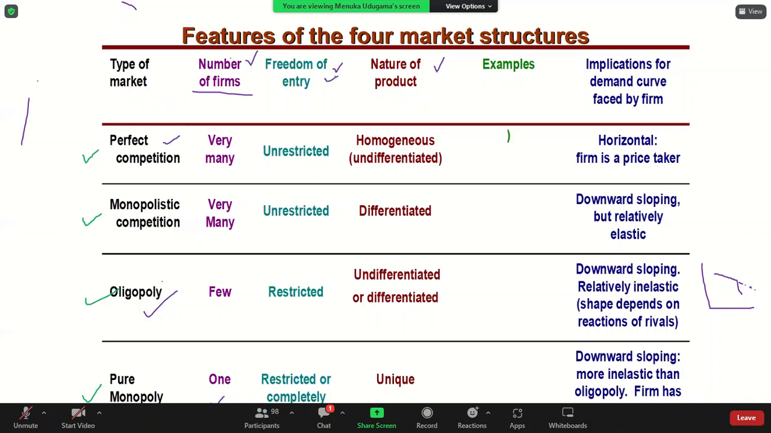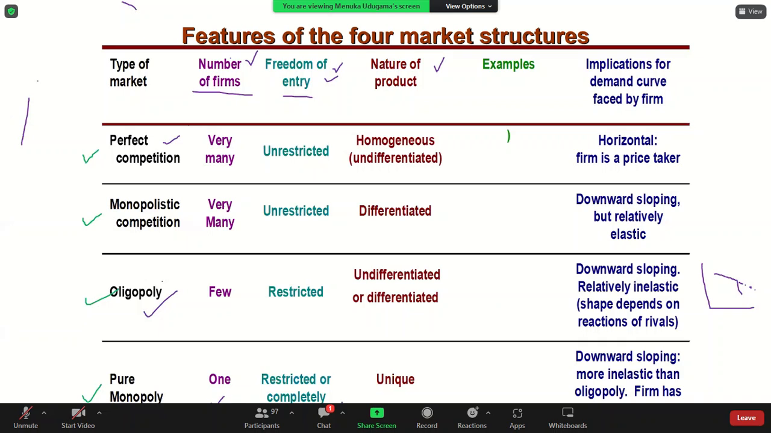Then freedom to enter. Freedom of entry, meaning we said that it's very difficult to enter certain types of markets for different reasons, like sometimes the cost of production or the principal investment could be very, very high, like in the airline industry.